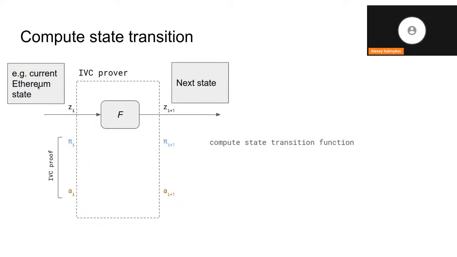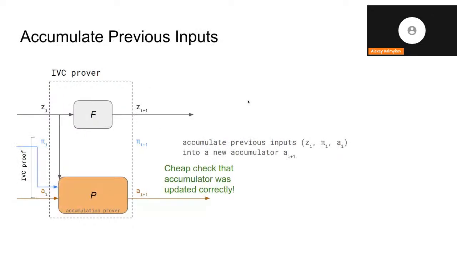Imagine that this is like a current state of the blockchain. Here we have a transaction and the virtual machine that performs the transaction. And we have the output, the new state of the blockchain. So what the prover does is that it, first of all, accumulates the proofs for all the proofs that we had before.